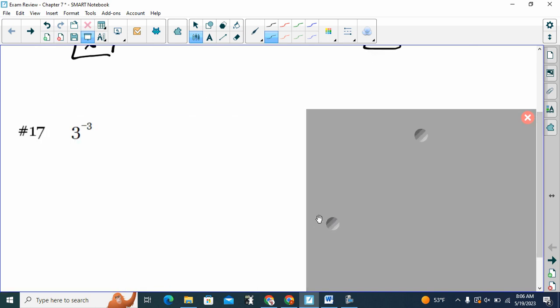Number 17, we are given 3 to the negative third power. Negative exponents get moved down to the bottom. So if they're on the top, they get moved down to the bottom, and we make the exponent positive. So instead of 3 to the negative third, that's the same thing as 1 over 3 to the third. Three to the third means 3 times 3 times 3. 3 times 3 is 9, times 3 gives me 27. So the answer is 1 over 27.